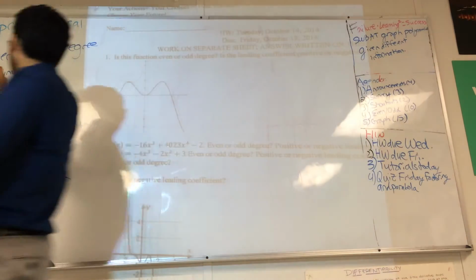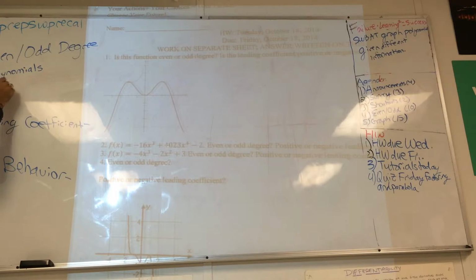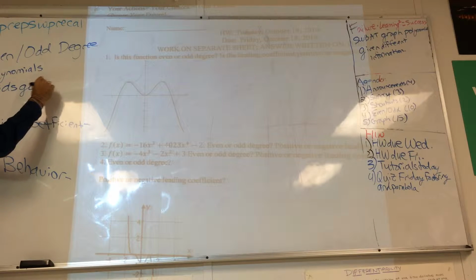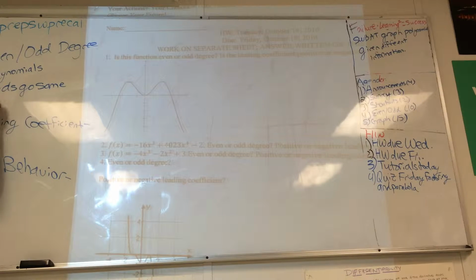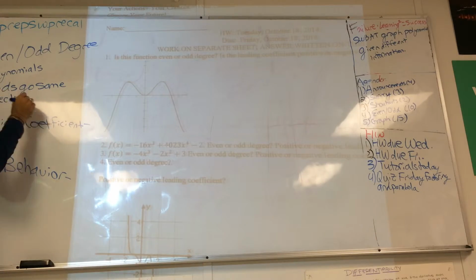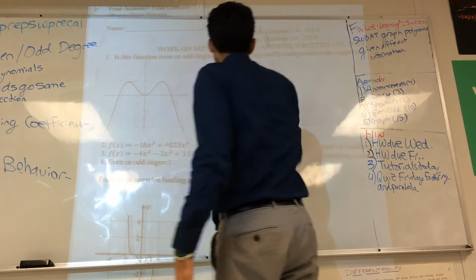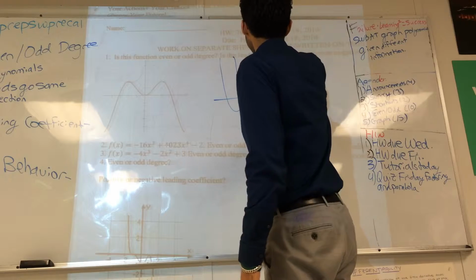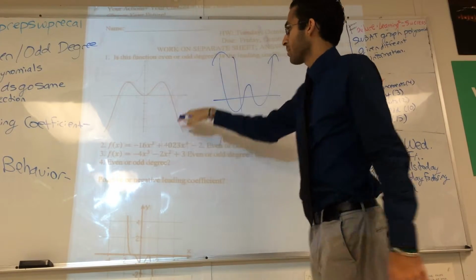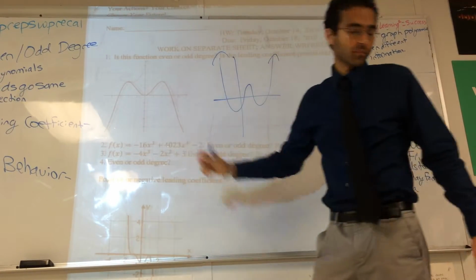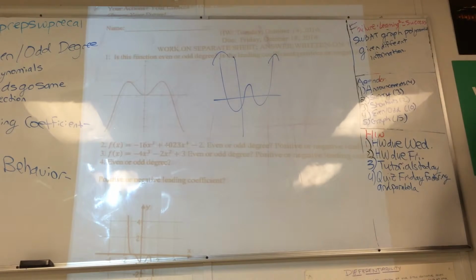So let's write this down. Even degree is that the ends go the same direction. So this would be an example of that. Another example would be something like this. Here both the ends go up, here both the ends go down. Questions?